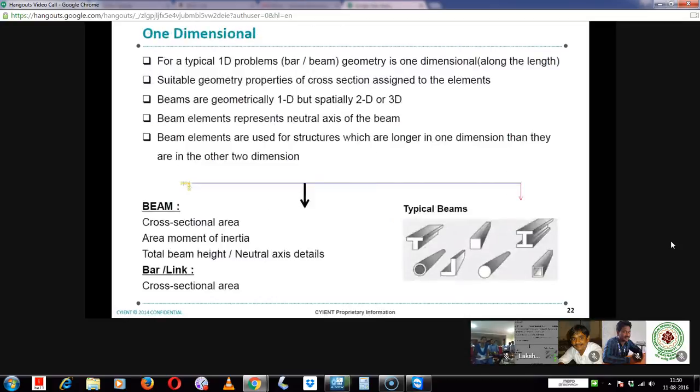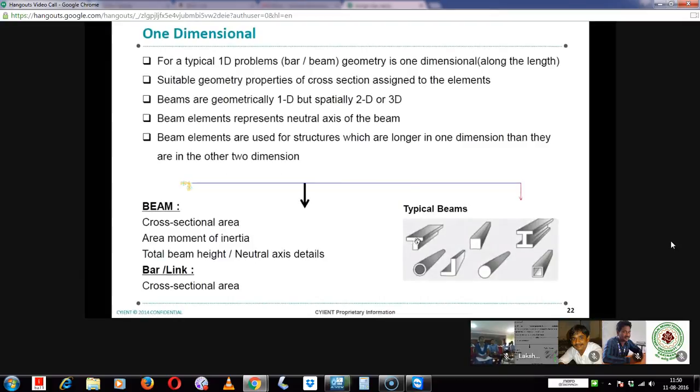Okay. Now let us come to one dimensional. So now I'm talking about model idealization. Coming to one dimensional, for typical 1D problems, the geometry is one dimensional along the length. Suppose you want to simulate an I beam, square beam, or hollow beam. It can be represented by simple beam elements, and we need to assign cross section details.